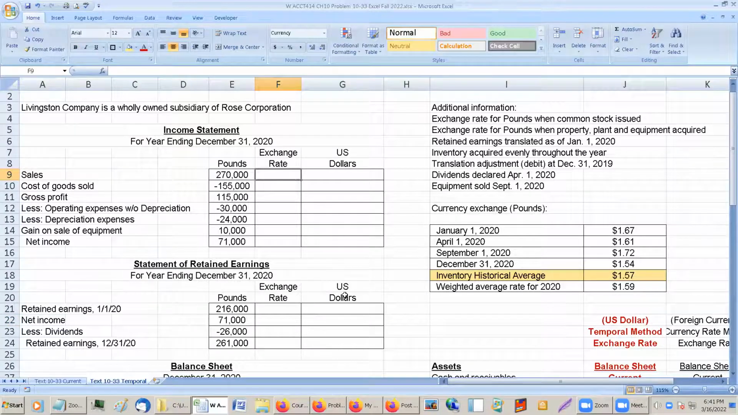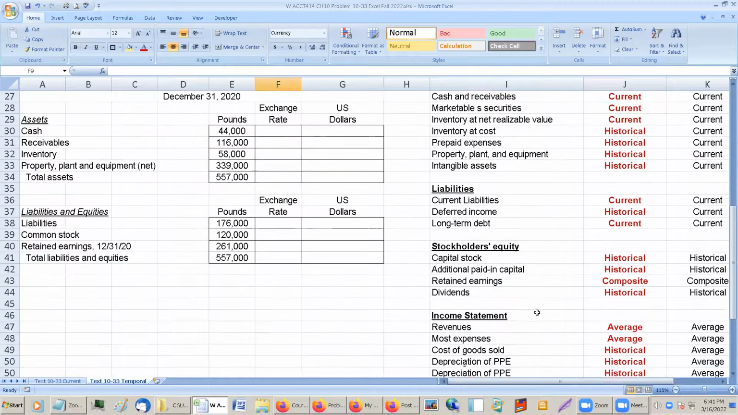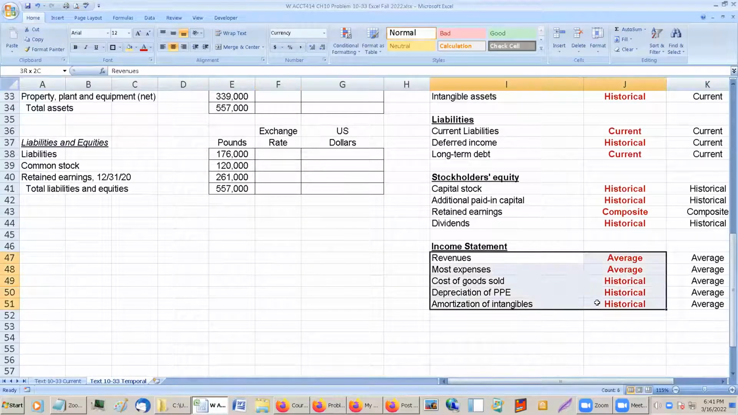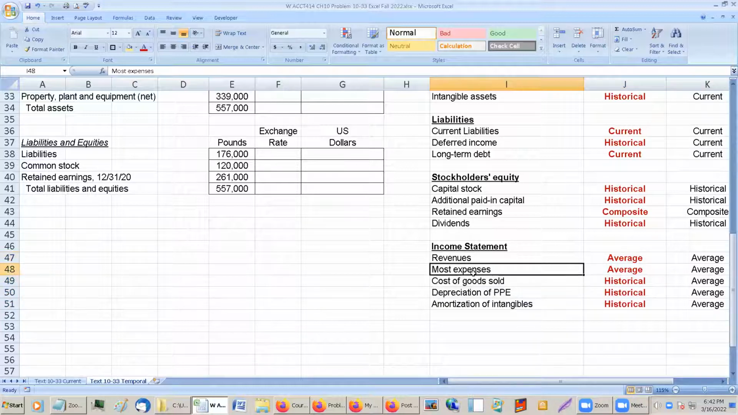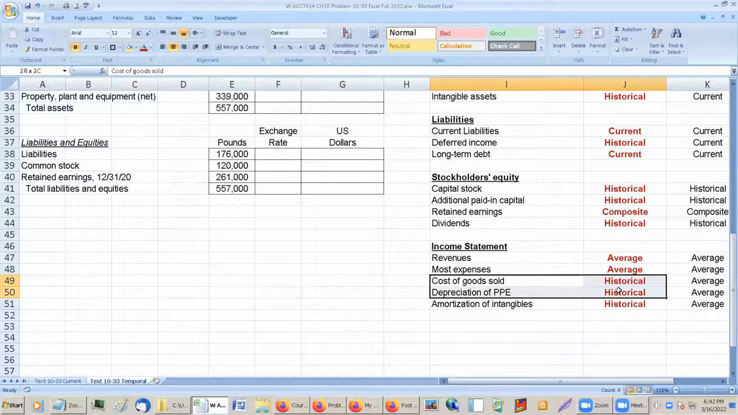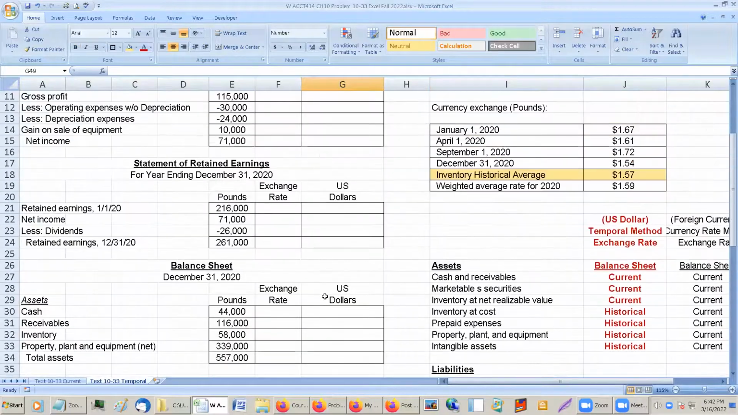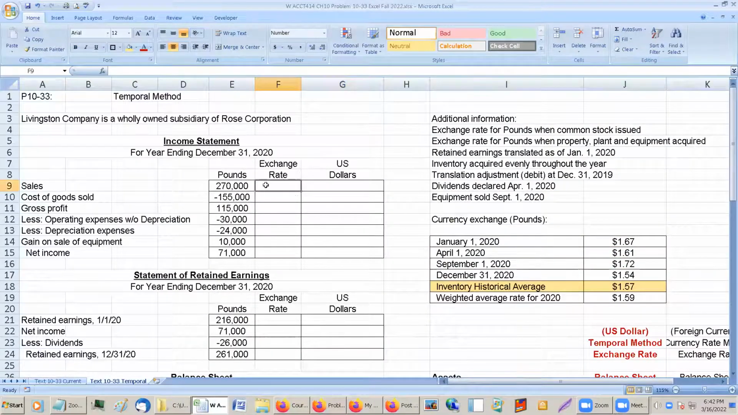Sales, these are gonna go in at, well, let's look down here. This is, just down here, if you look at it. So revenues, most expenses going at average, cost of goods sold will be historical, and that'll be for the goods, the inventory, and depreciation will be at historical. So we have to pay a little bit more attention now. The temporal method is a little bit more involved. Okay, so we'll use a weighted average for the sales.